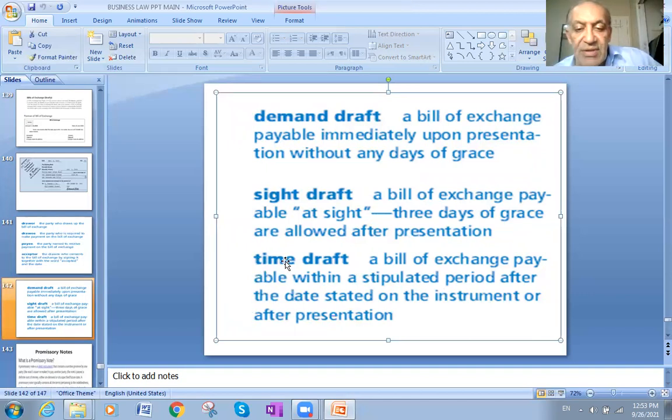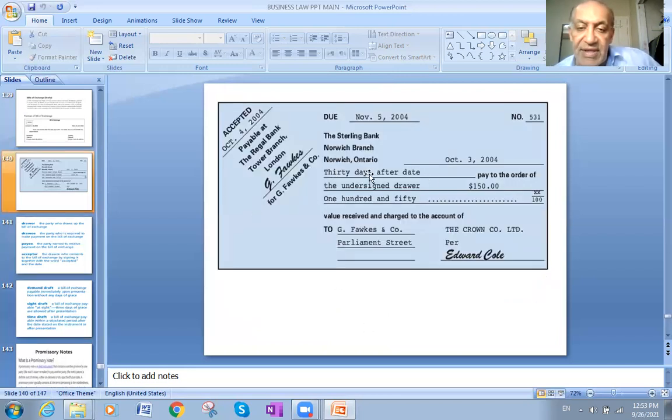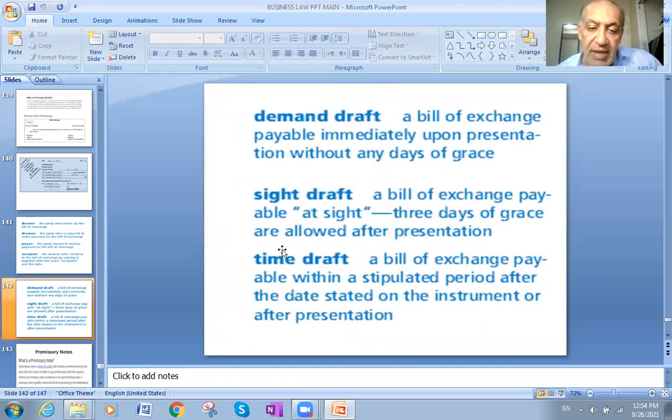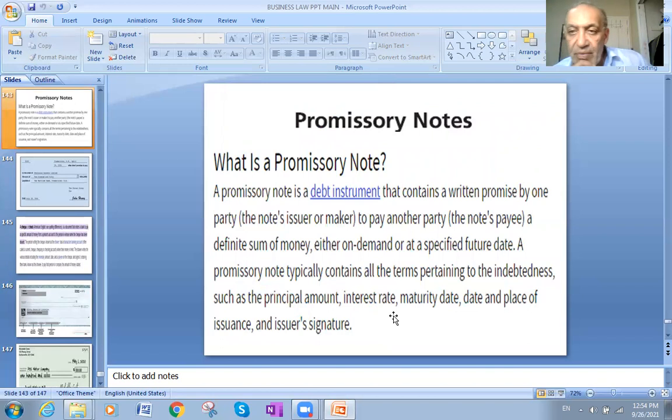Okay. Time draft: a bill of exchange payable within a stipulated period after the date stated on the instrument or the presentation. Like we say here, 30 days after date. So this is payable after a period of time. There is a time draft here, which is 30 days. A bill of exchange payable within a stipulated period after the date stated on the instrument or after presentation. That was the thing.